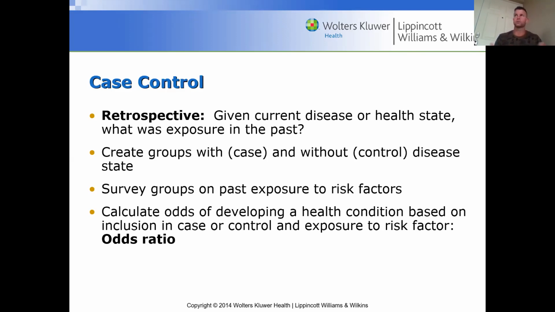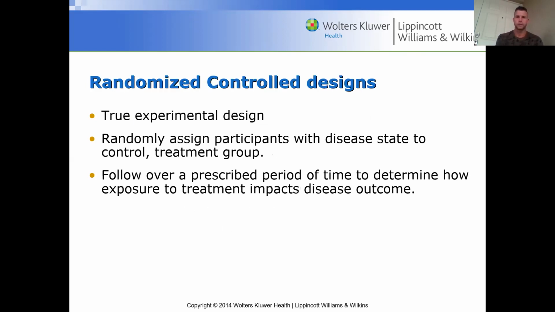It's a little weird how we're doing this because it seems to be all over. Some people have it and they don't have health issues with it. There are a lot of people that have it that don't know they have it, and so on. It creates a whole different problem, right? And so again, we can also calculate odds of developing a health condition based on inclusion in case or control and exposure to the risk factors. And so that's the odds ratio, right?